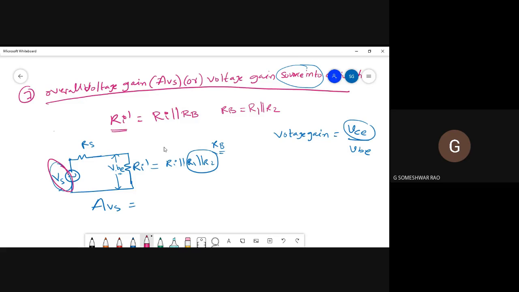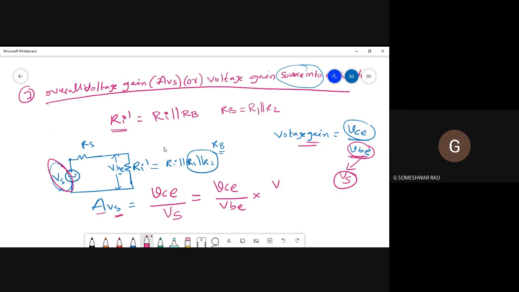So that means AVS is equal to output voltage, that is VCE, divided by input voltage. If it is a voltage gain, then VCE by VBE, I may consider output voltage by input voltage. When source is taken into consideration, this denominator will not be VBE. Instead of that, we are going to get VS. Now when you are writing voltage gain with the source into consideration, we have to write VS. Everybody understood? Yes, sir.